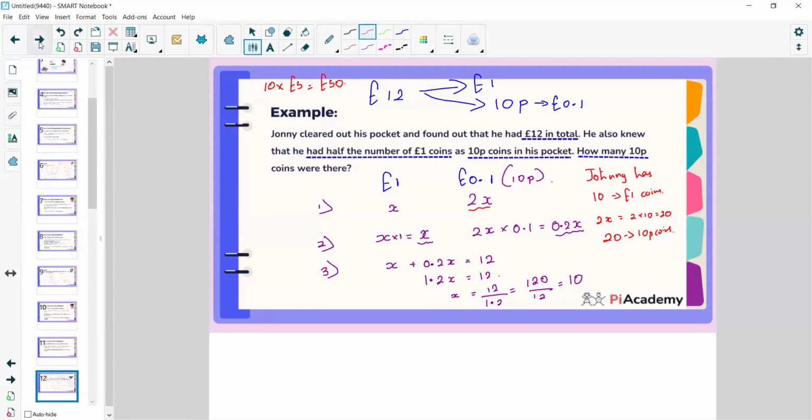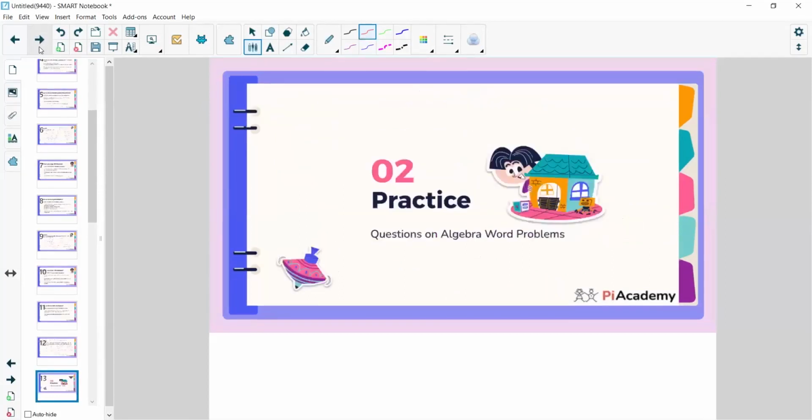All right. Now let's move on to the practice session. Okay. Now here we will increase the speed a bit so that we could end up solving the maximum number of problems. Okay. So let's start with the first one.